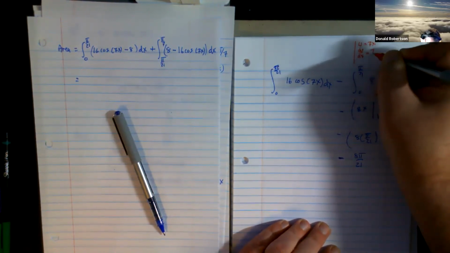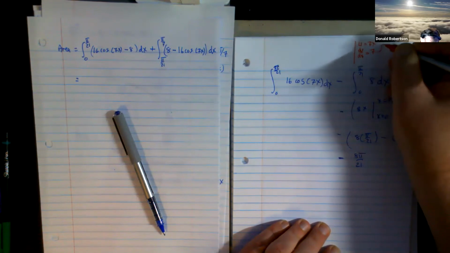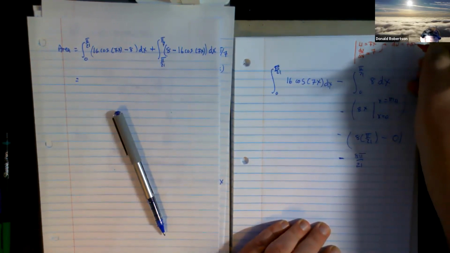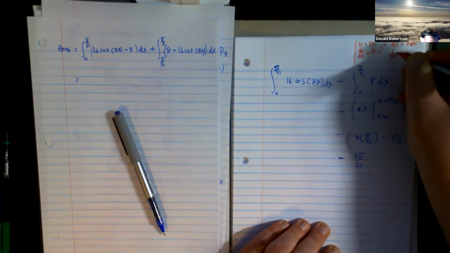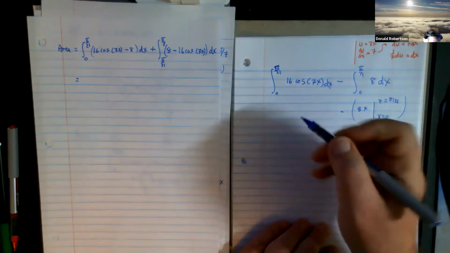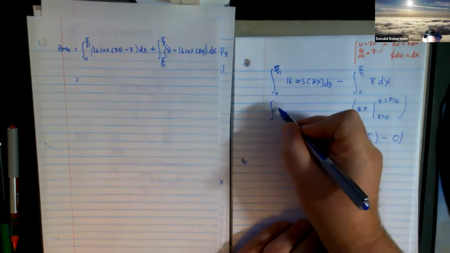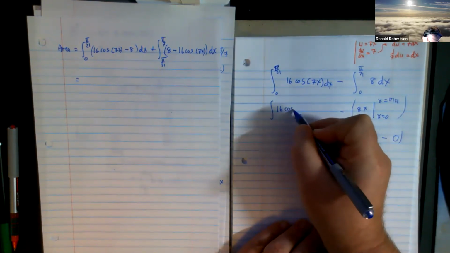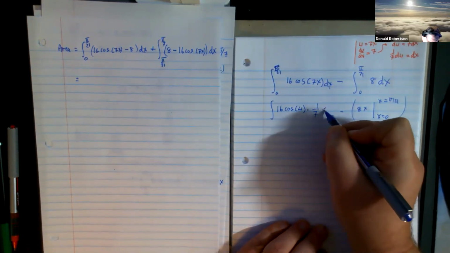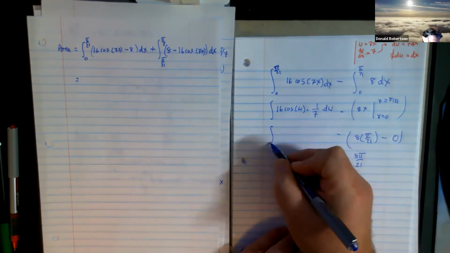With respect to x, that gets me 7dx, and so when you isolate the dx, you get that. So it's going to be the integral of 16 cosine of u times 1 over 7 du.